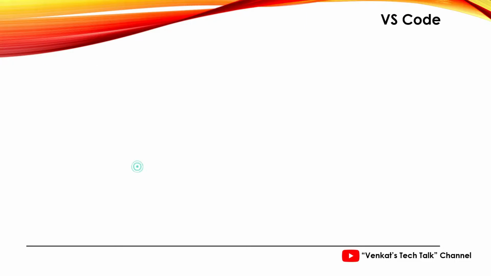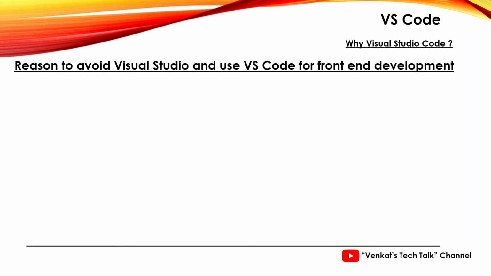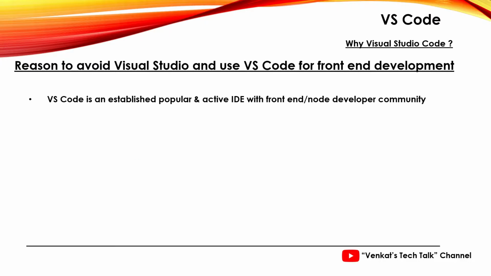Why and why not? The first thing is that we should avoid Visual Studio and try to use VS Code for front-end development. The reason is that Visual Studio Code is an established, popular, active IDE in front-end development, and not only in front-end, but among Node developers and the open source community. A majority of front-end development and server-side JavaScript-based development is happening through Visual Studio Code.